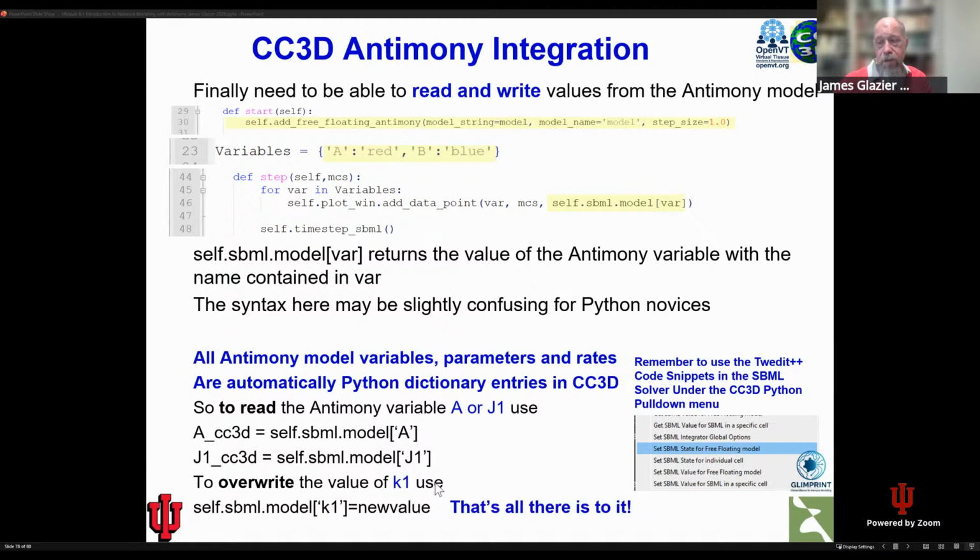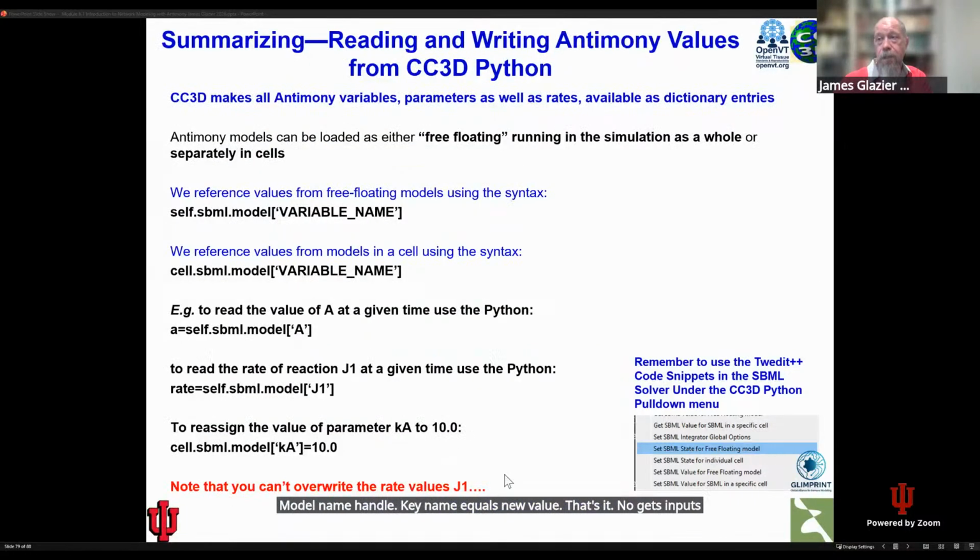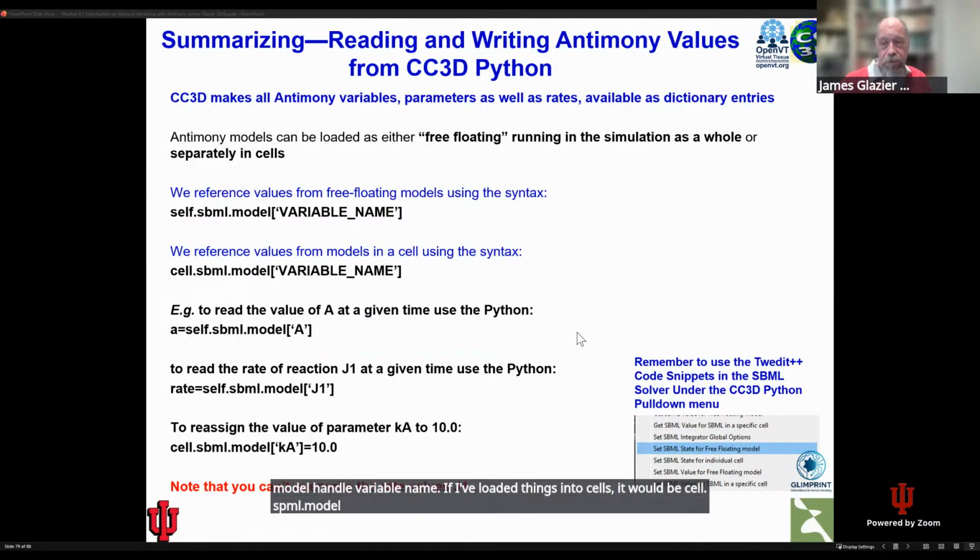To overwrite the value in the network model, I say self.sbml.model name handle key name equals new value. That's it. No gets and puts. Okay. So summarizing, if I'm talking about the global, self.sbml.model handle variable name. If I've loaded things into cells, it would be cell.sbml.model handle variable names.